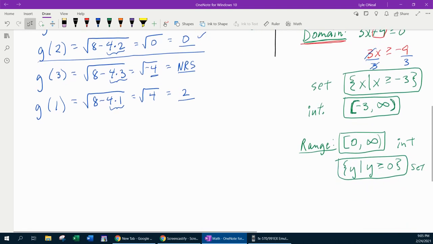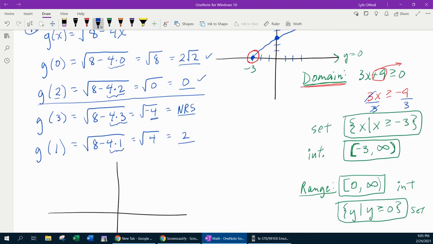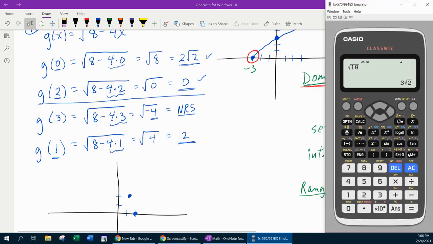All right, so let's go to the graph. And I've got ordered pairs of 2 and 0, 1 and 2, and then I've got an ordered pair 0, 2 square root of 2. So I'm going to need to know the decimal approximation for that so that I can plot it accurately, and for that we're going to use the calculator. So I'm going to type in square root of 8. That's probably the easiest way to do that.